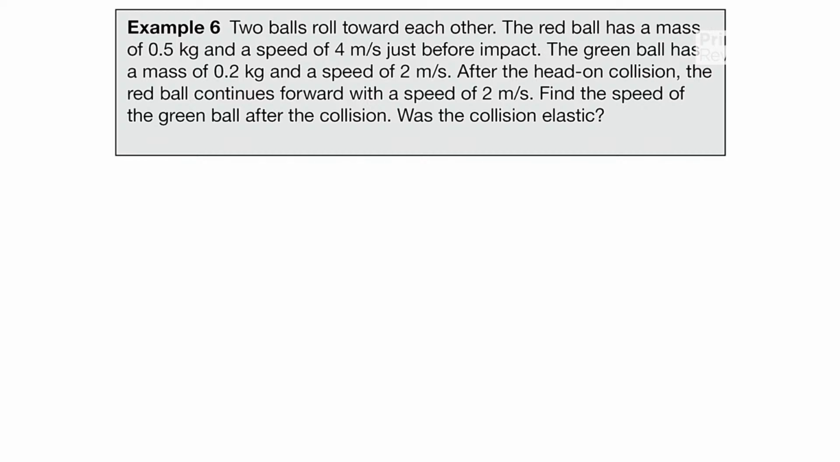So in example 6, it says two balls roll toward each other. The red one has a mass that's known and travels with a known speed before the impact. The green ball has a known mass and a known speed as well. Looking at these masses and speeds, can anyone tell me which of these objects is going to win out when they collide, the red one or the green one? Think about how the masses and the speeds compare. Which one is going to win in the collision?